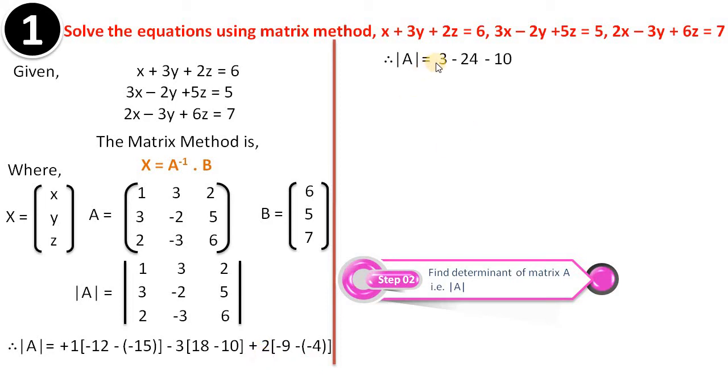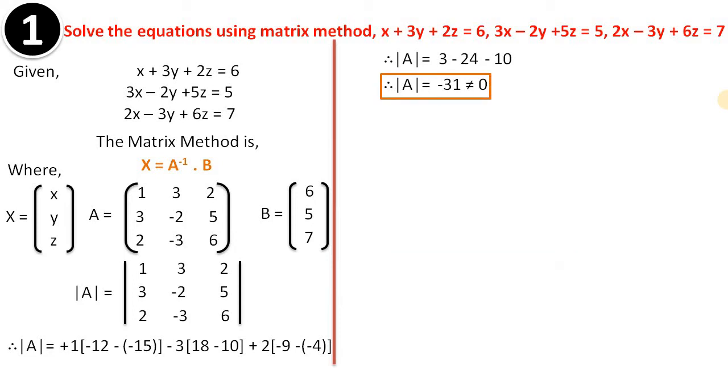So therefore determinant of A is equals to 3 minus 24 is minus 21, minus 21 minus 10 is minus 31, which is a non-zero number. So determinant of A is minus 31 and it is a non-zero number. So inverse of the matrix exists.